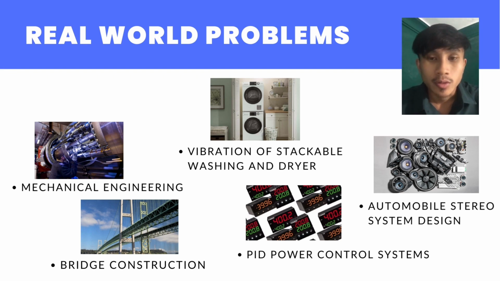Okay, we continue to the real world problems. There are 5 real world problems that can be linked with the topic of eigenvalue and eigenvector. The first is mechanical engineering problems. Secondly is when a contractor builds a bridge. Next is the vibration of two objects, which are a washing machine and an air dryer. Fourth is the PID power control system, and lastly is designing an automobile stereo system. Eigenvalue and eigenvector should be emphasized for all of these problems.